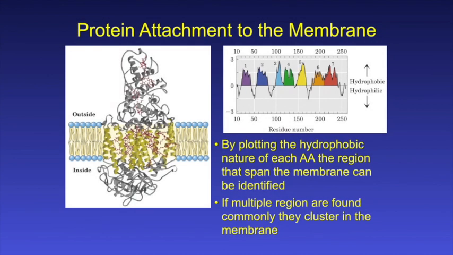We can plot the primary sequence and plot how polar it is or how hydrophobic it is. If we see bands that are exactly 20 amino acids long that are very hydrophobic and then become polar, they tend to be the alpha helices that are embedded in membranes.